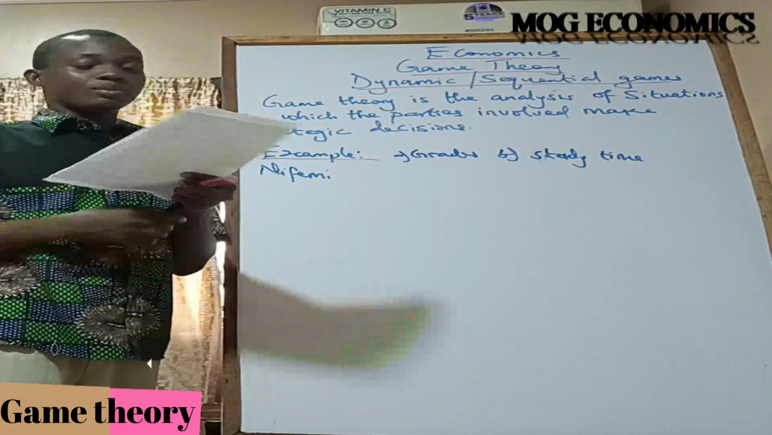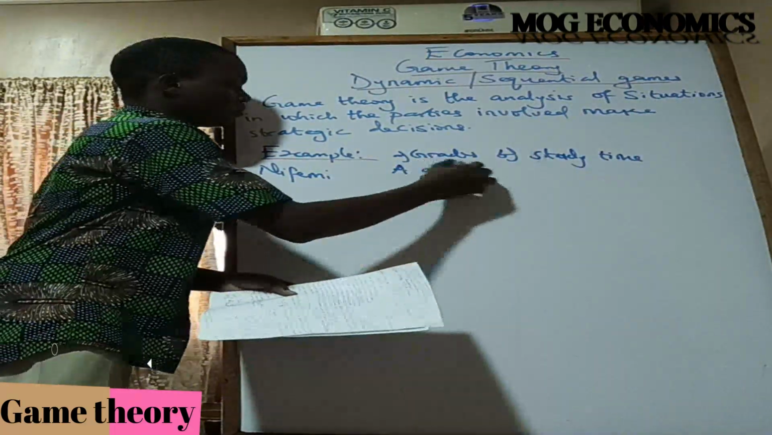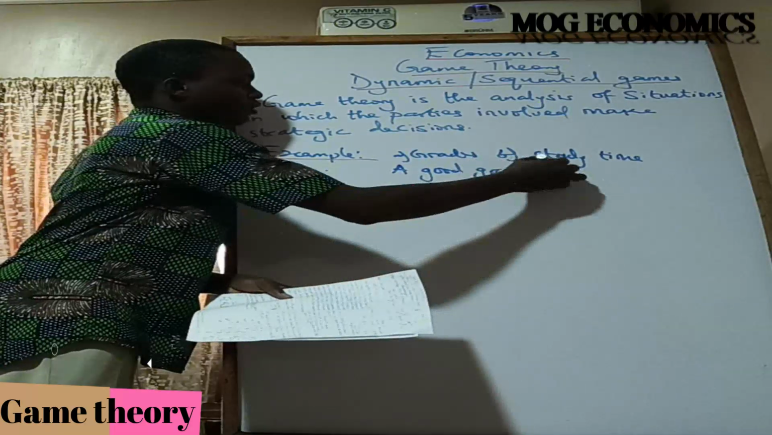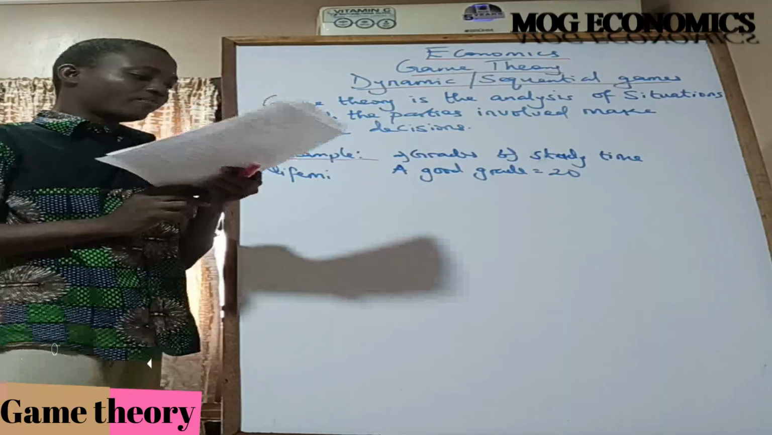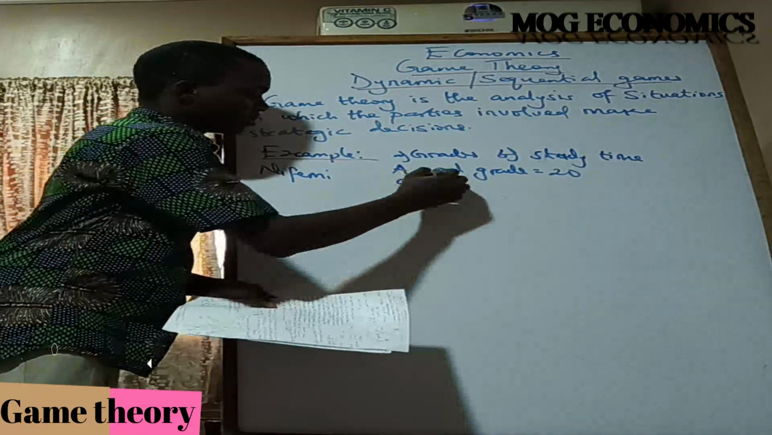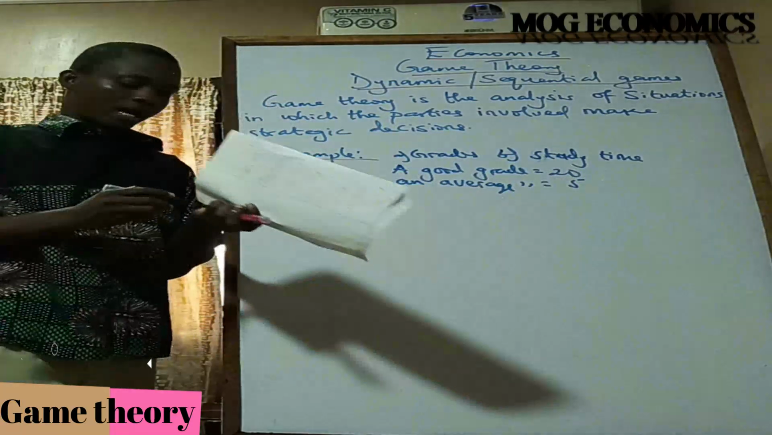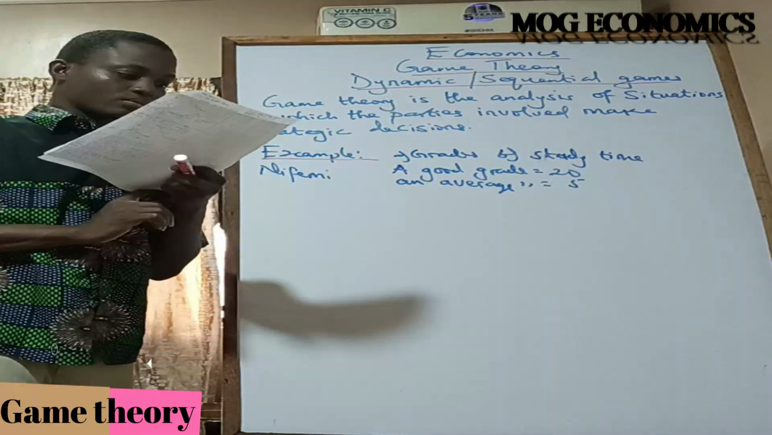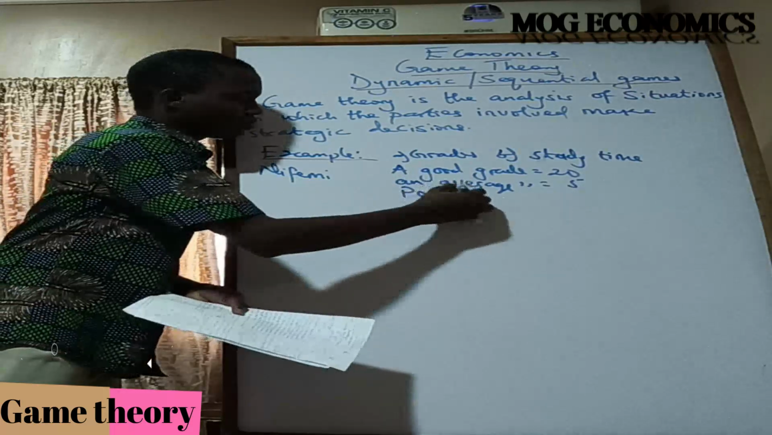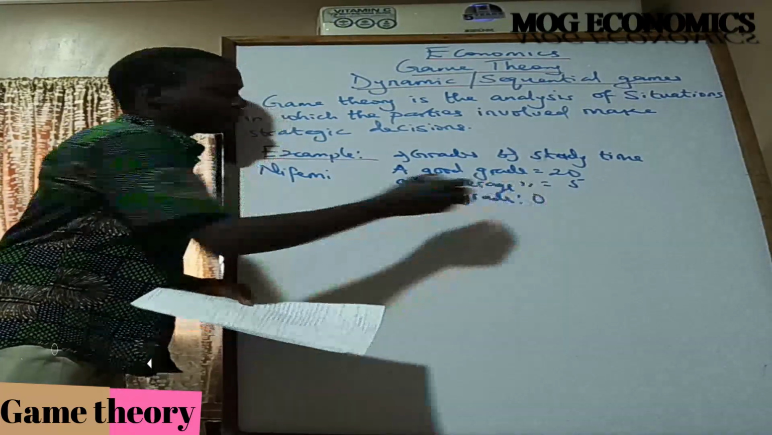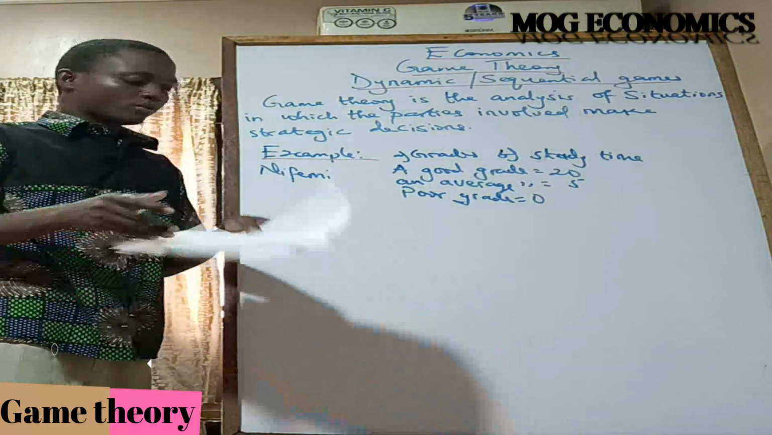A good grade will fetch him a benefit of 20. All right. So a good grade will give him a benefit of 20. Then an average grade, a benefit of 5. So an average grade will give him a benefit of 5. And a poor grade will give him a benefit of 0. Of course, nobody wants poor grades. A poor grade equals 0. So these are what we are going to write now.